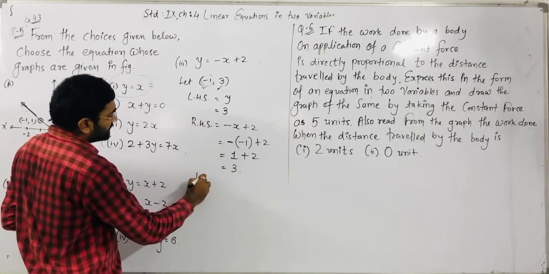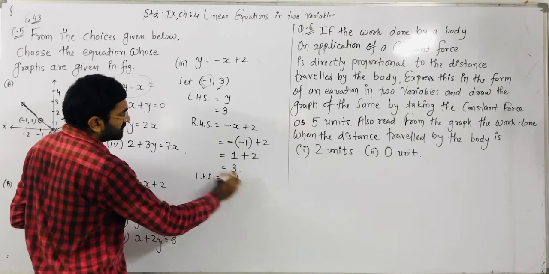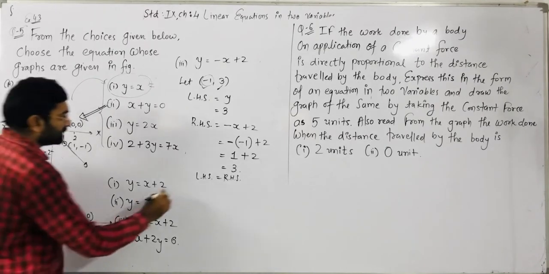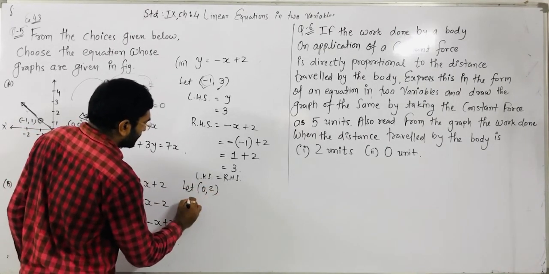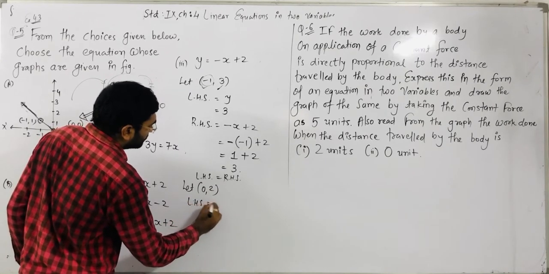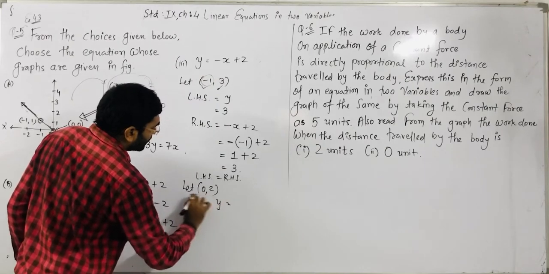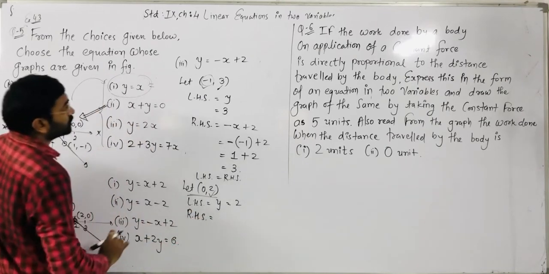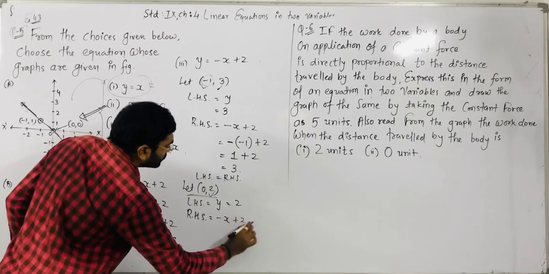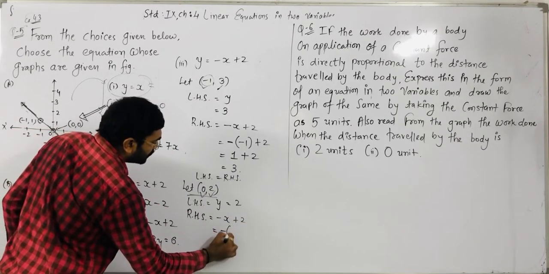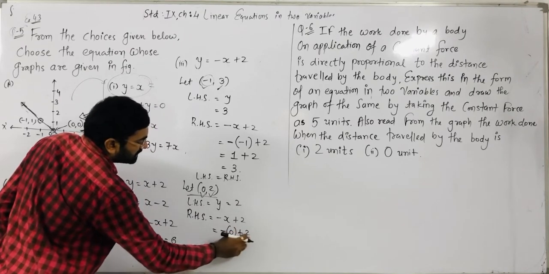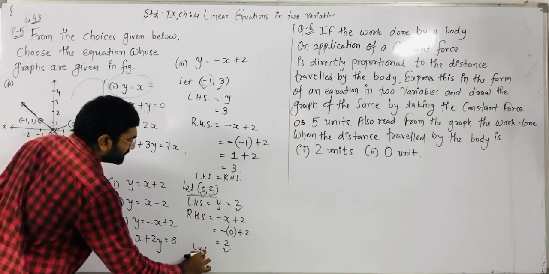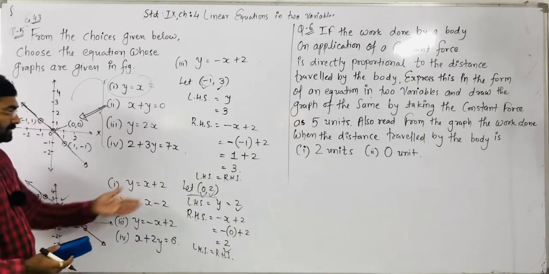Observe, the left hand side and right hand side are equal in that equation, so it is satisfied. You can also check another point. Suppose we take a point which lies on the straight line, let's take 0, 2. The left hand side of the equation is y, and in that point the y coordinate is 2. The right hand side of the equation is minus x plus 2, and in that point the x coordinate is 0, so minus 0 plus 2, which is 2. So the right hand side value is 2 and the left hand side value is 2. In that case the left hand side and right hand side are equal, so it is also satisfied.